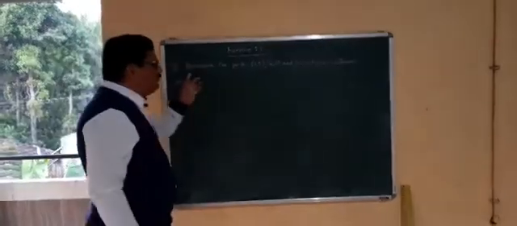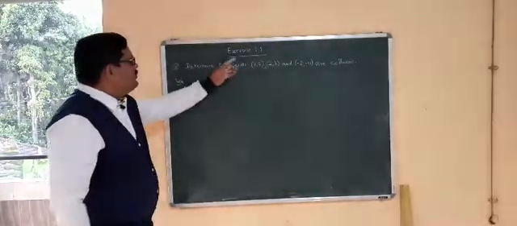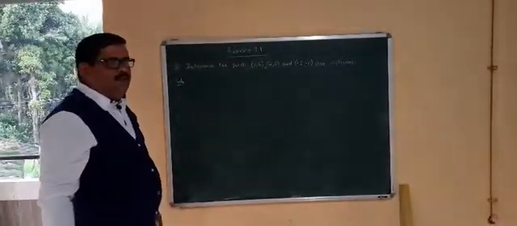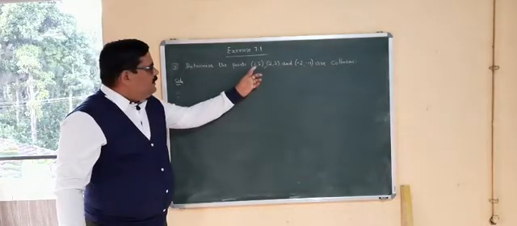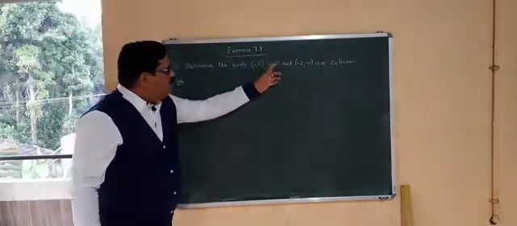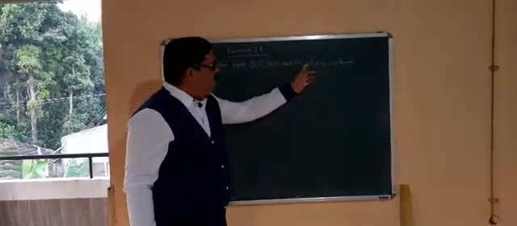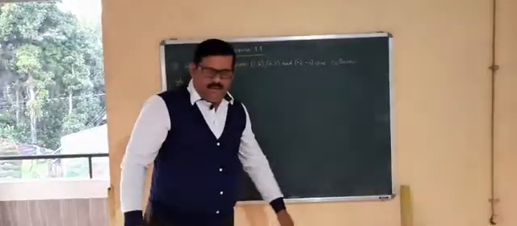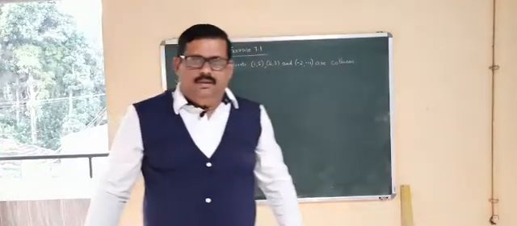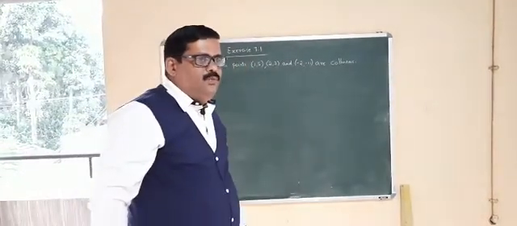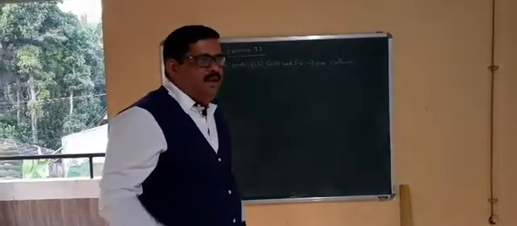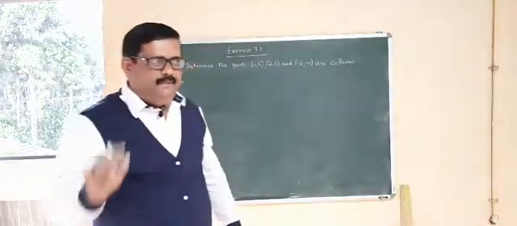Dear students, now let us discuss the question number 3 of exercise number 7.1. The question is like this: determine if the points with coordinates (1, 5), (2, 3) and (-2, -11) are collinear. What do you mean by collinear points? Collinear points are those points which are lying on the same straight line.